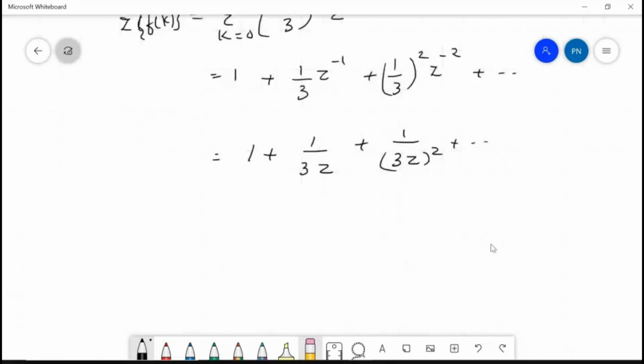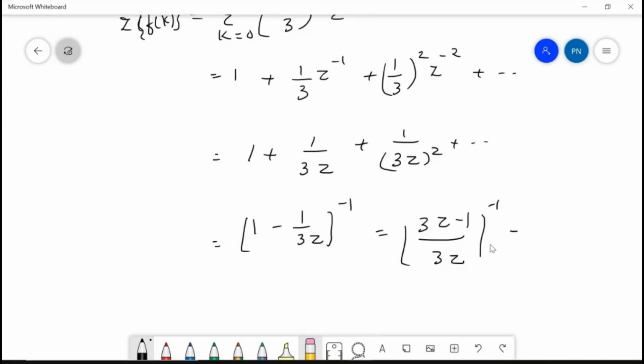The answer for this will be 1 minus 1 by 3z whole raised to minus 1, or 3z minus 1 upon 3z whole raised to minus 1, or it is 3z upon 3z minus 1. And tell me, what is the region of convergence? What is the ROC for this problem?